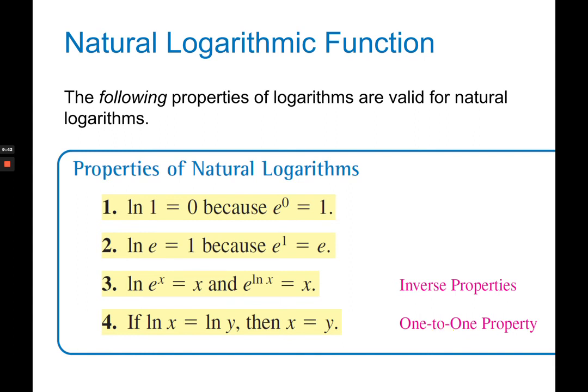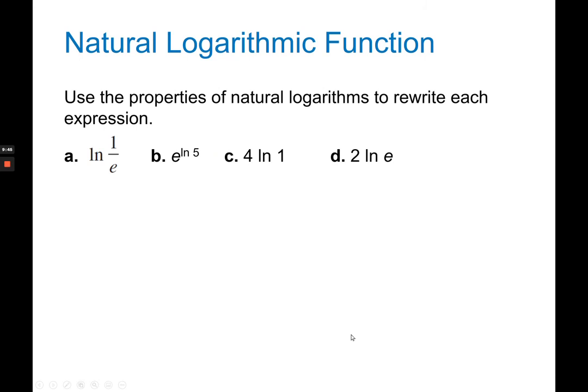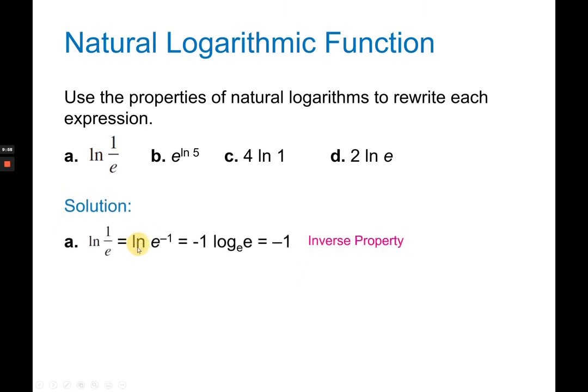How do you apply the properties? Let's have examples. Use the properties of natural logarithms to rewrite each expression. Letter A, ln of 1 over e. Since 1 over e can be rewritten as e raised to the exponent of -1, the -1 can be moved and written in front of the logarithm. ln is logarithm base e, and logarithm base e of e is equal to 1. The final answer is -1.